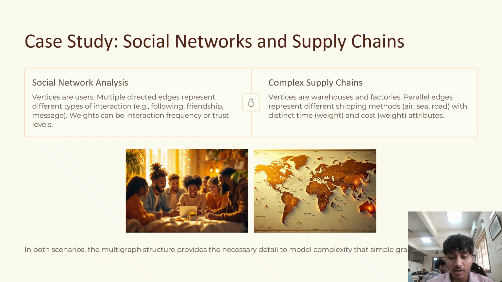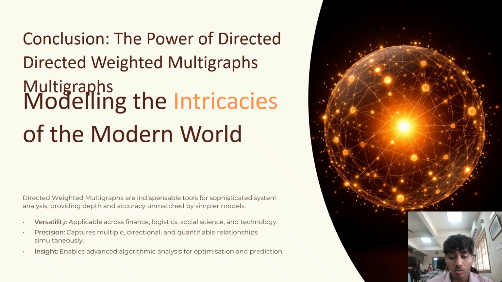Case study: social network and supply chain. In social network analysis, multiple directed edges represent different types of interaction, with weight for frequency. In a complex supply chain, parallel edges represent different shipping methods between warehouses, each with distinct time and cost weights. Multigraphs provide the necessary detail that simple graphs overlook.